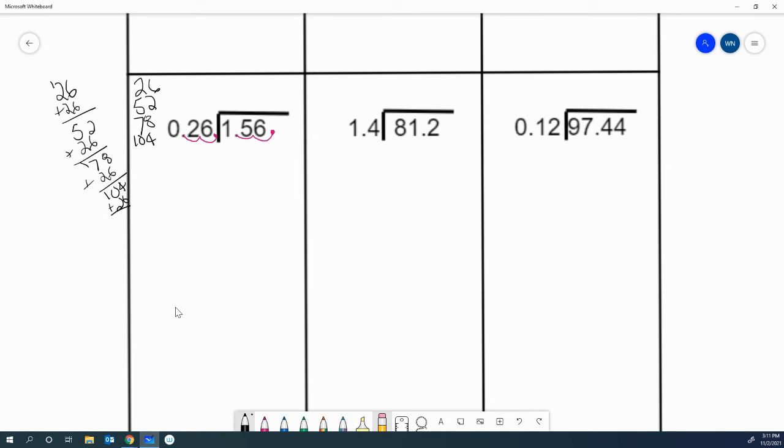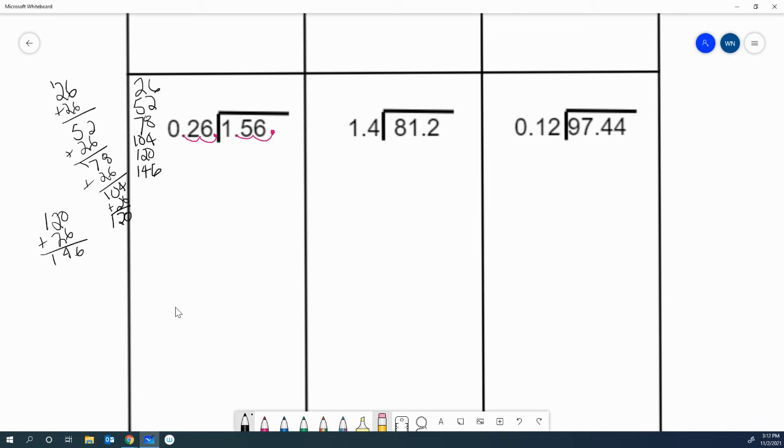My handwriting's a little messy today. It's going off to the side here. 120. I bet we can get closer. 120 plus 26, 146. I bet I'm not going to get any closer to 100. Ooh. I wonder if I did something wrong here, because that means it's not going to go in cleanly.